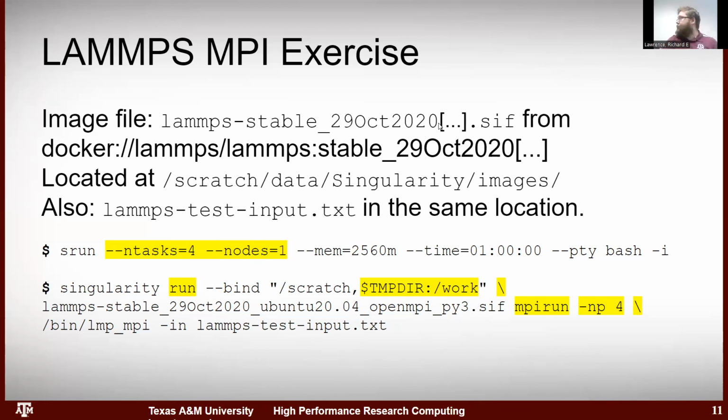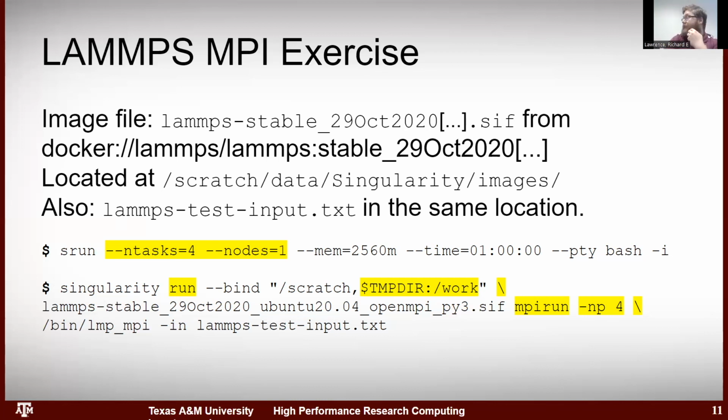There's a bunch of more words, .sif. So you're going to use tab autocomplete. You're going to start typing lammps and then hit tab and get to the point where you have SIF, and that's when you know you're done hitting tab. And then LAMMPS, because it's a simulation, needs some kind of input to tell you what to simulate. So we have the lammps test input.txt to tell LAMMPS what to simulate. That's in the same location.